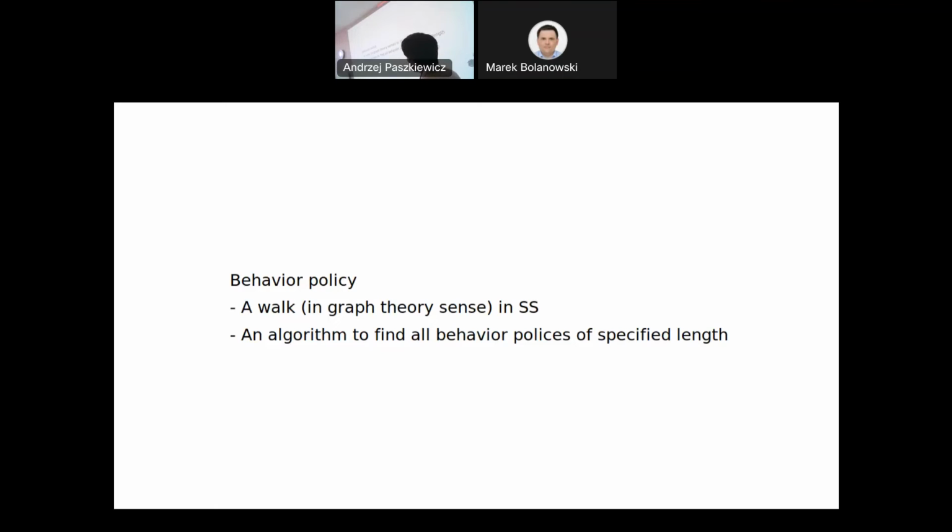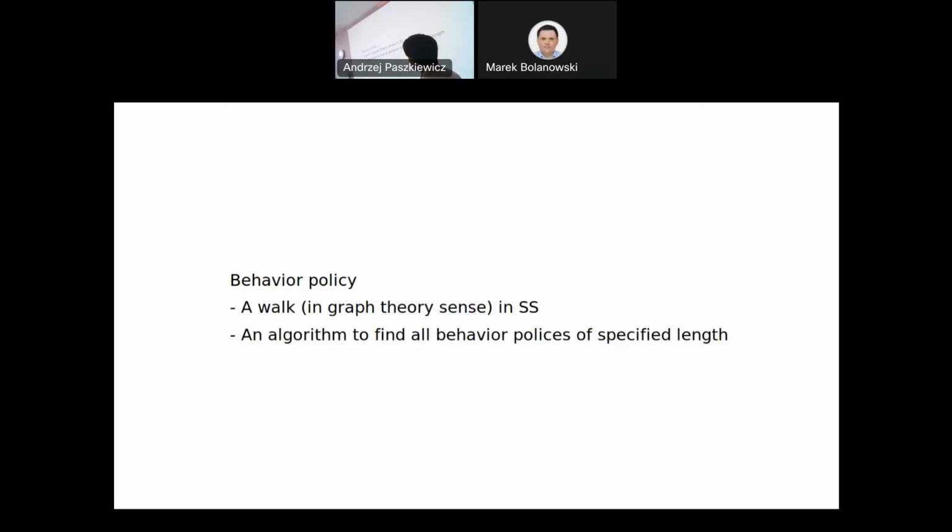Schedule of actions. If we can find such a walk from the initial state to the destination state, then we are almost good. Almost, because the conversion between behavior policy and schedule of action is not trivial. It's not trivial. Okay, one of the results of our work is an algorithm to find all walks.